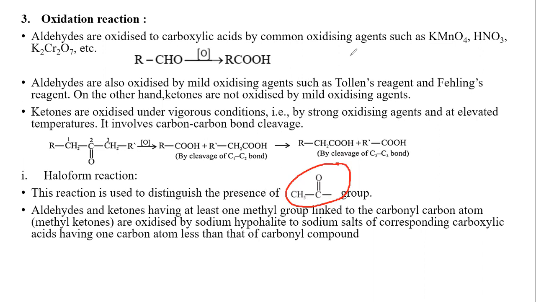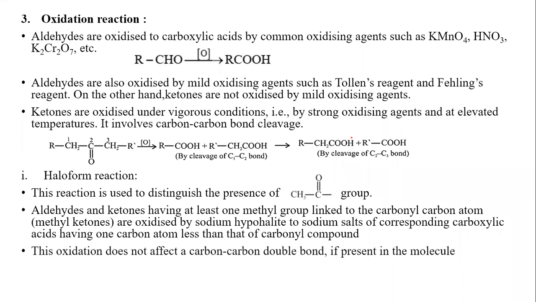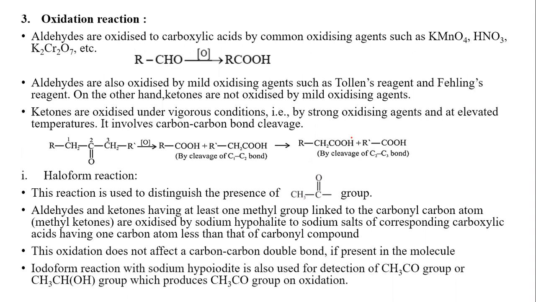When aldehydes and ketones are allowed to react with the halogen in the presence of a basic medium, sodium hydroxide or potassium hydroxide, they give haloform. This reaction does not affect a carbon-carbon double bond present in the alkyl chain, and it is simply used to identify compounds which contain the acetyl group or the primary alcohol group which produces the acetyl group.